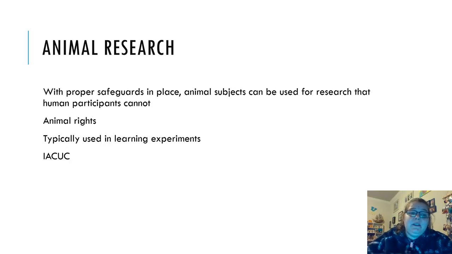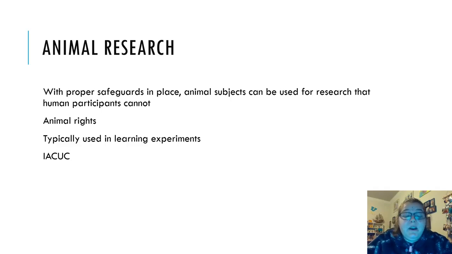So this is a touchy subject. For animal research, if you have all the proper safeguards in place, animal subjects can be used for research that human participants cannot. As far as animal rights, there have been a lot of groups that went on the super offensive against animal research facilities, but thanks to them, a lot of unnecessary animal research has been brought to a stop. If it can be done on people, it is done on people.